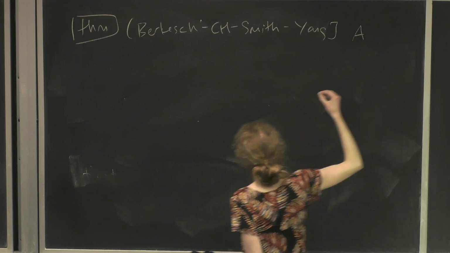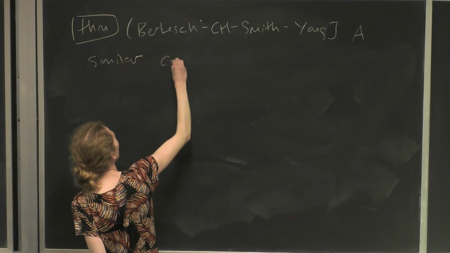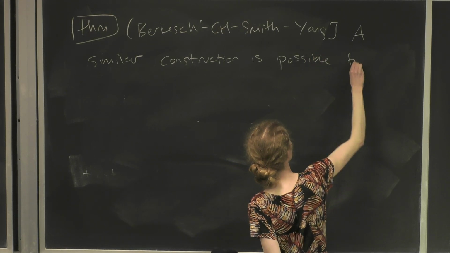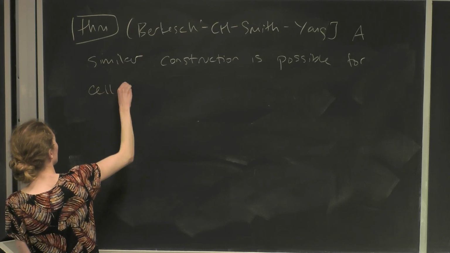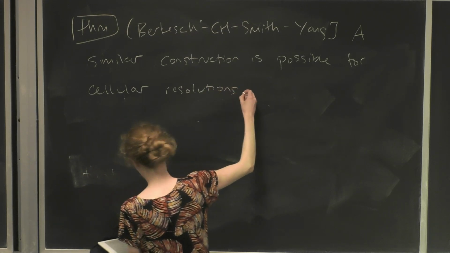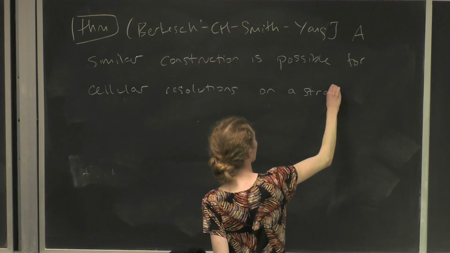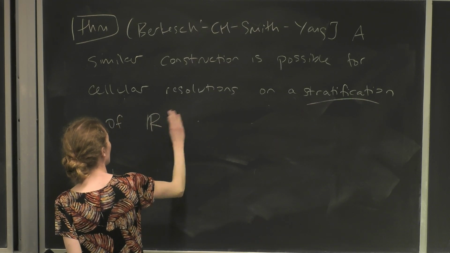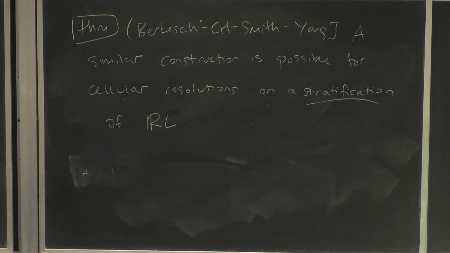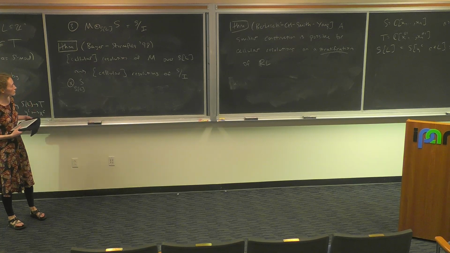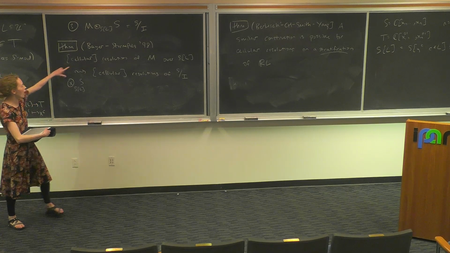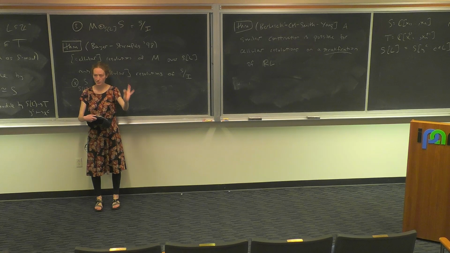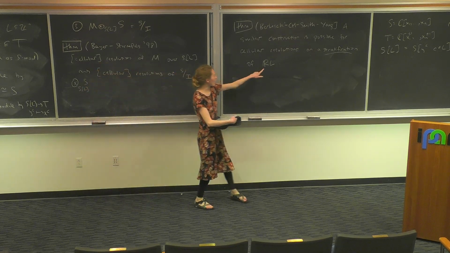Okay, so I'm going to say a similar construction is possible. We're going to do an example. For cellular resolutions on a stratification of RL. Okay, so I haven't told you what a cellular resolution is yet, and I'm going to. But so far, we are trying to start with a resolution of M over SL. And the generators of M are like the lattice points in L, right? L is a lattice. The generators of M are coming from the exponents of the points of L. What we're going to do is actually allow some additional points to occur.